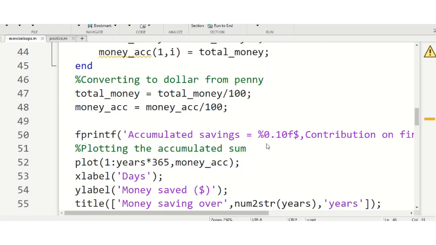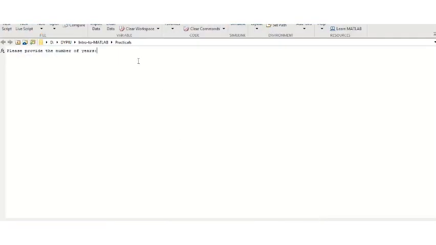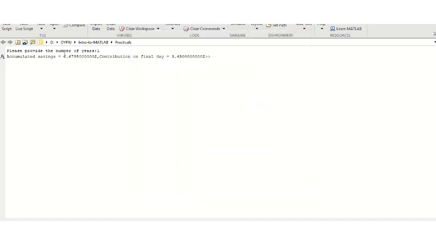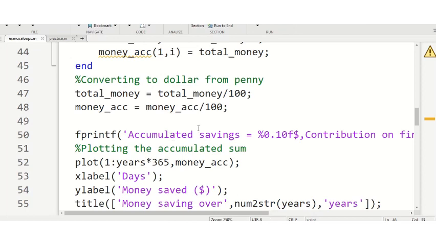I am executing this; it is already executed, sorry. How many years? I am taking 1 year. The number of years is the only input for your program. The total accumulated savings will be 6.679, and the contribution on the final day is $3.65. Okay, so both the values are shown here.